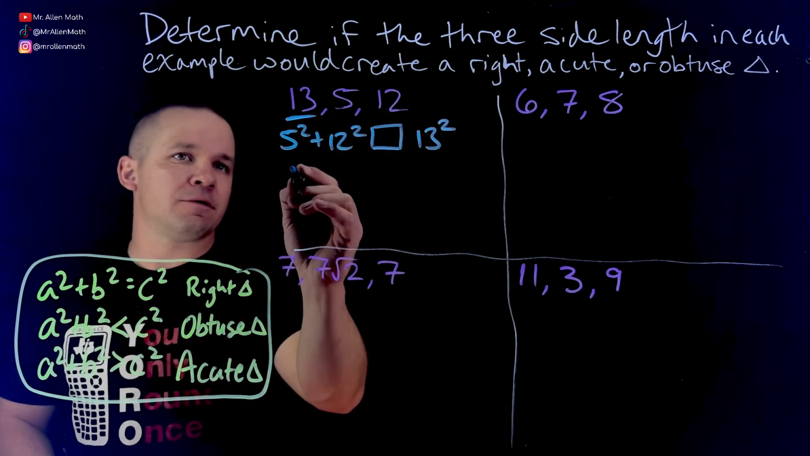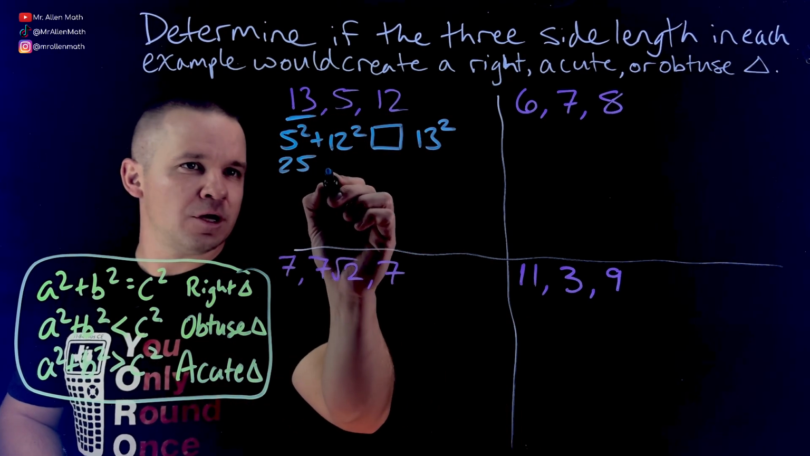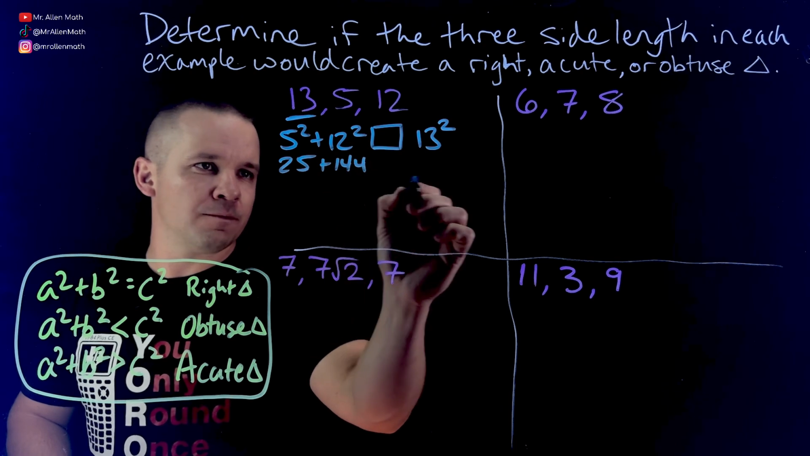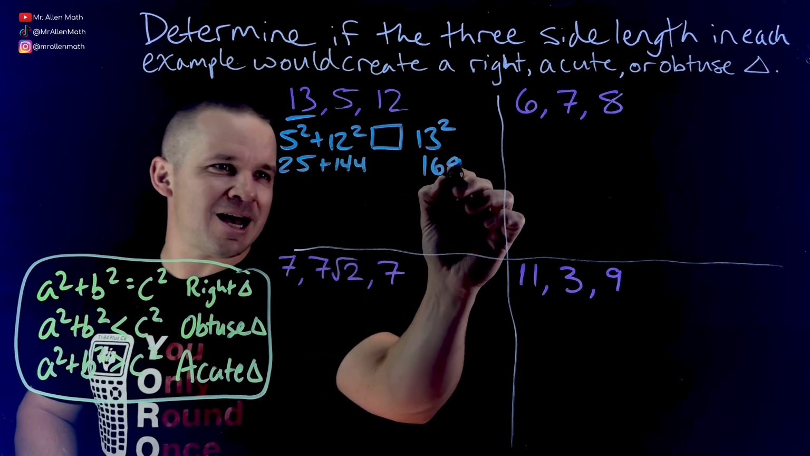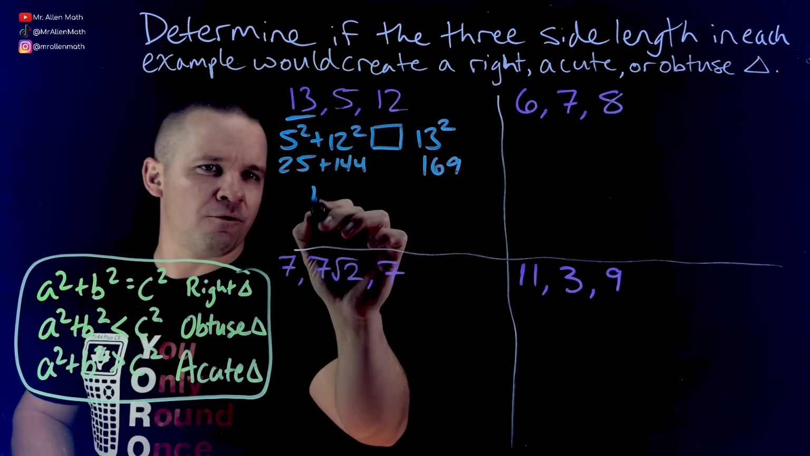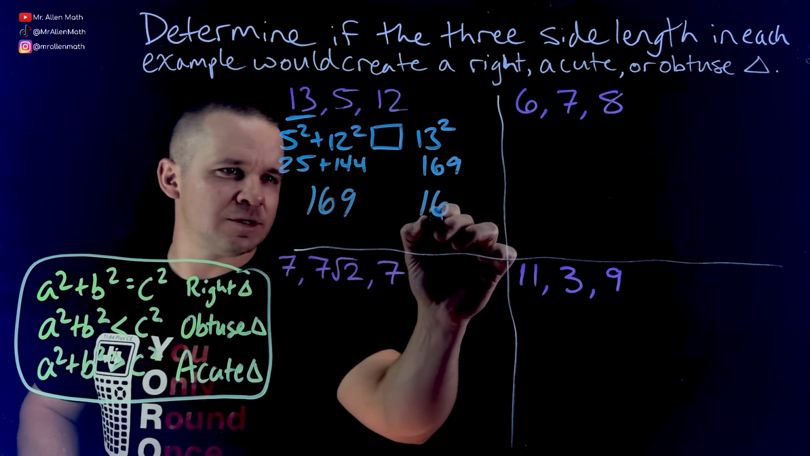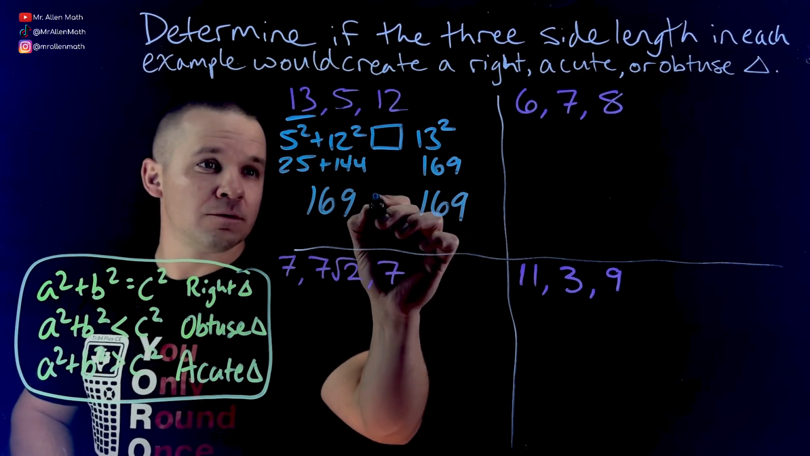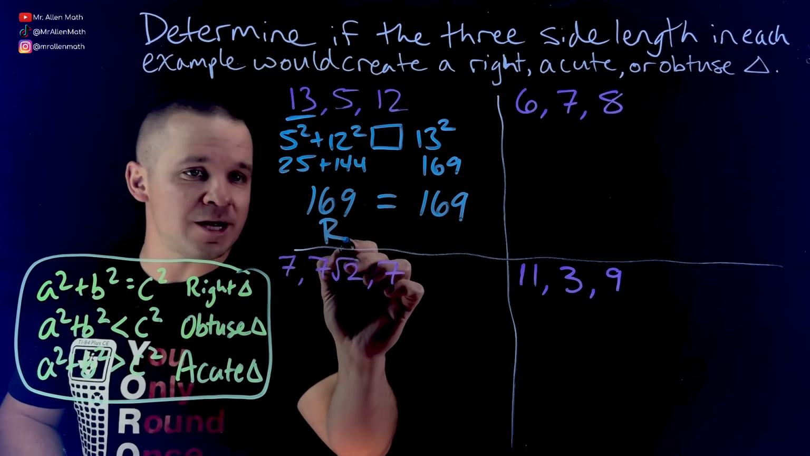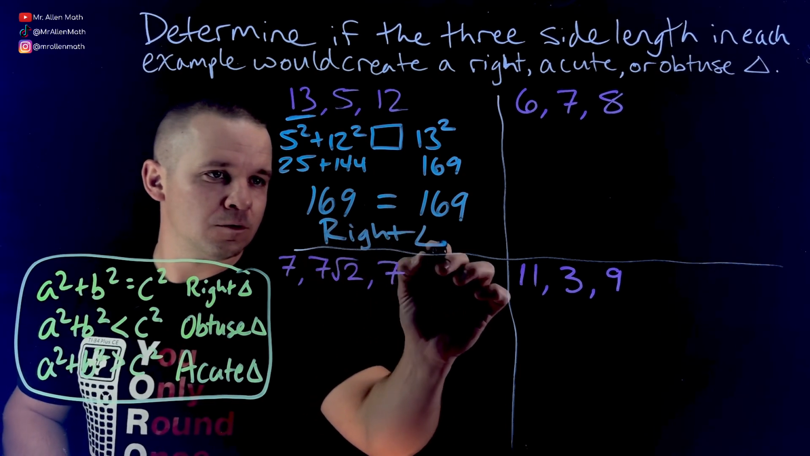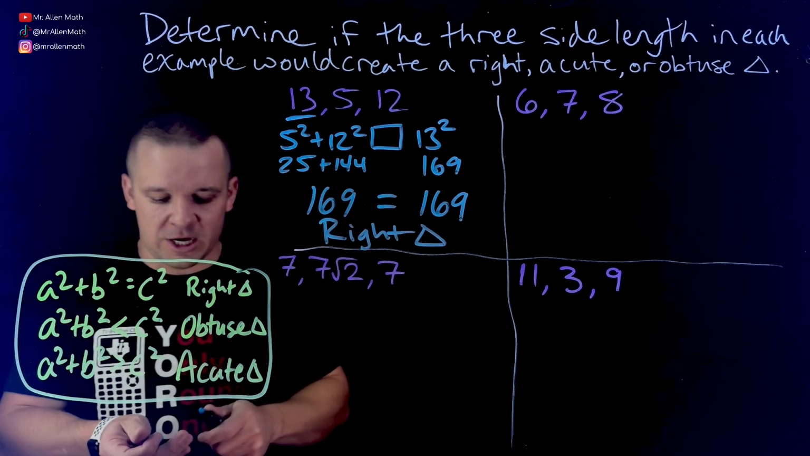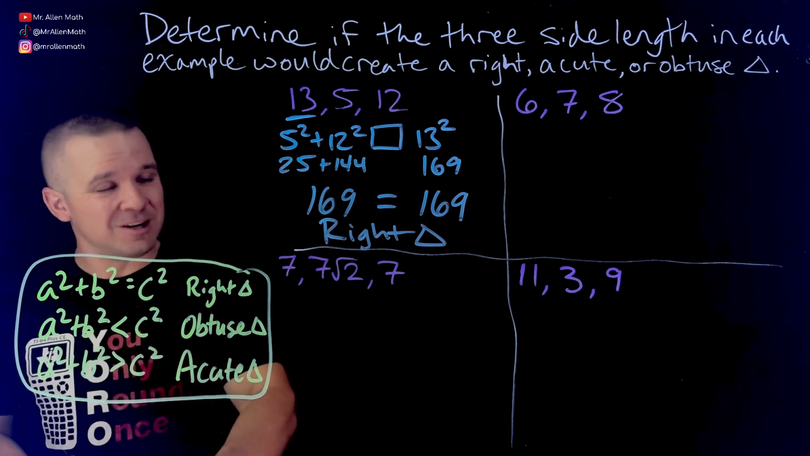So we'll do all the math now. 5 squared is 25. 12 squared is 144. 13 squared is 169. 25 plus 144, that's 169. Are those equal? They are equal. So this is a right triangle. Woo! First one done.